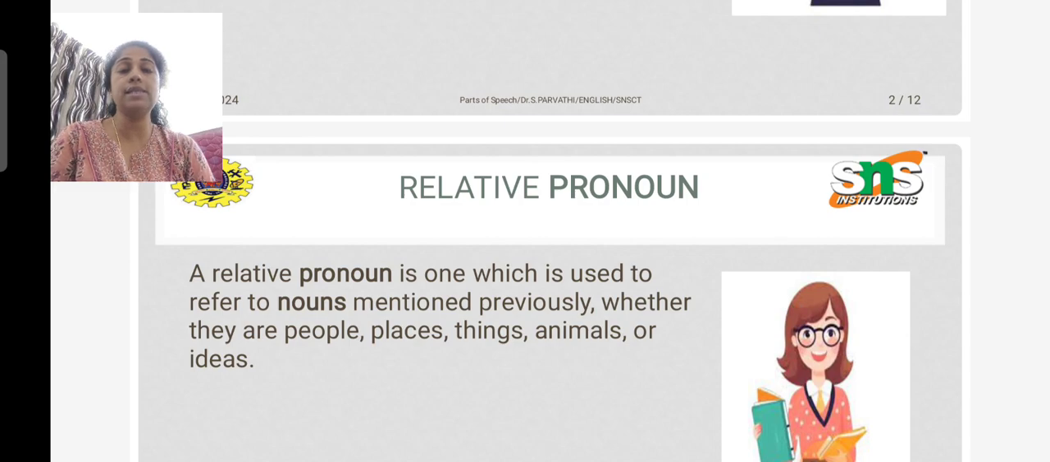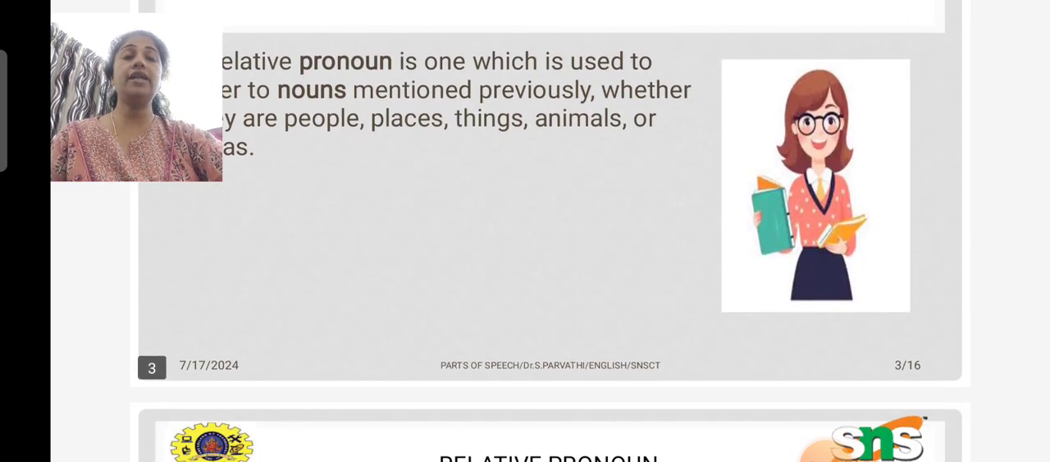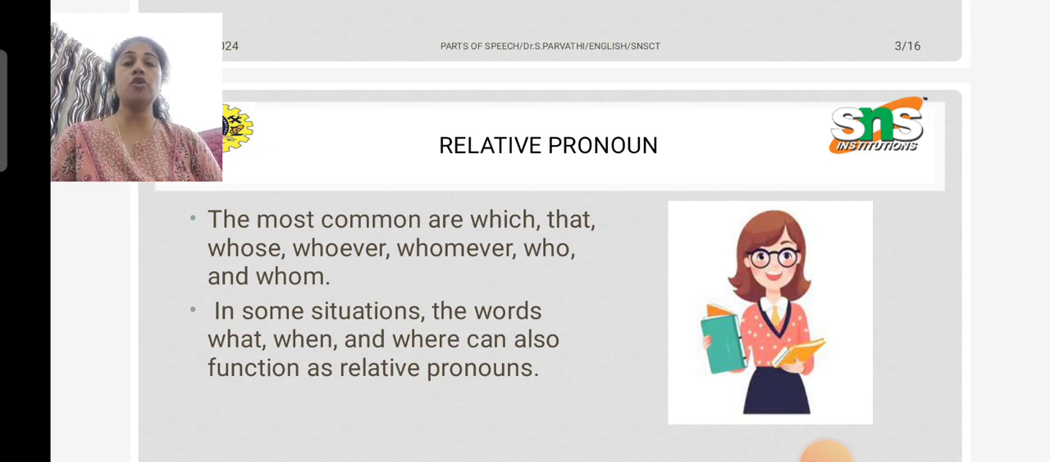Okay, so a relative pronoun is one which is used to refer to nouns mentioned previously, whether they are people, places, things, animals, or ideas. So these are all called relative pronouns. The most common are which, that, whose, whoever, whomever, who, and whom. In some situations the words what, when, and where can also function as relative pronouns.